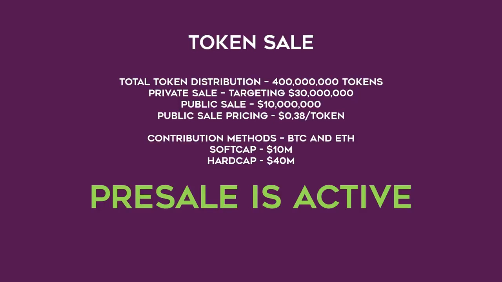So now let's move on to my second point of this video. The token sale is active, the pre-sale is active, and they plan to distribute 400 million tokens in total, with a private sale targeting $30 million US, and a public sale for $10 million US. The public sale pricing will sit at $0.38 per token. Contribution methods include Bitcoin and Ethereum. Their soft cap is at $10 million and hard cap at $40 million.